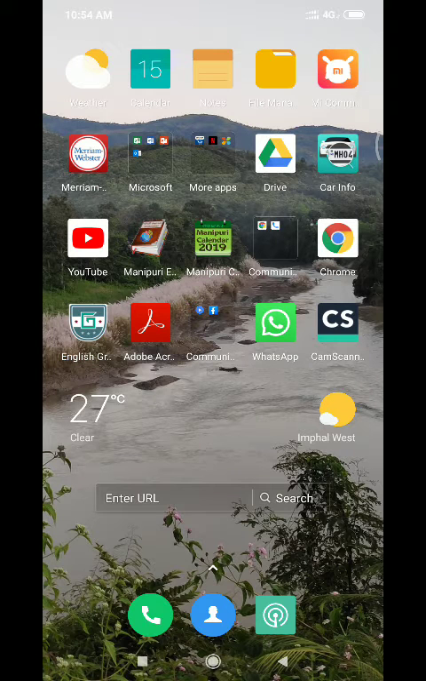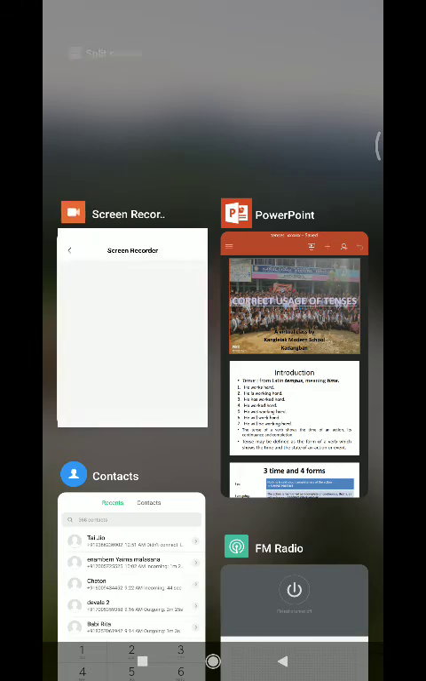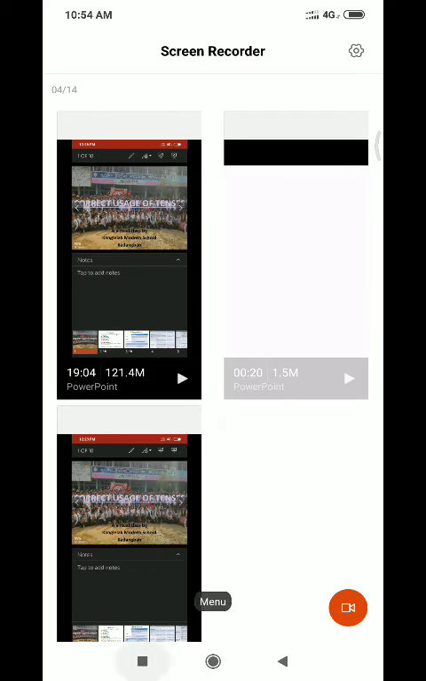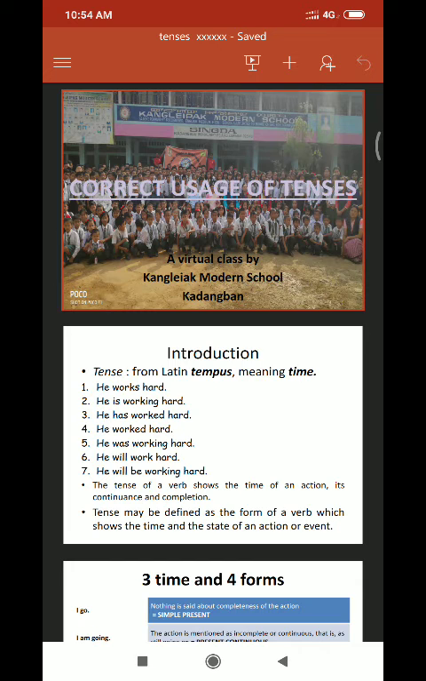Earlier, we have talked about past tense and present tense. Now, let's talk about future tense. So, we have been talking about correct usage of tenses in the last three classes. This time we are going to talk about future tense. So, let's start.